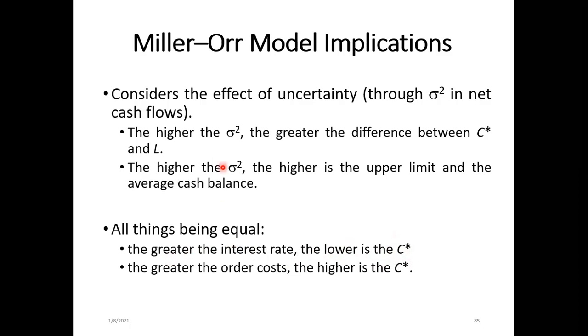All things being equal means there are no changes in the upper limit and lower limit. Here, the greater the interest rate, the lower the optimum balance return point, and the greater the order cost, the higher the return point.